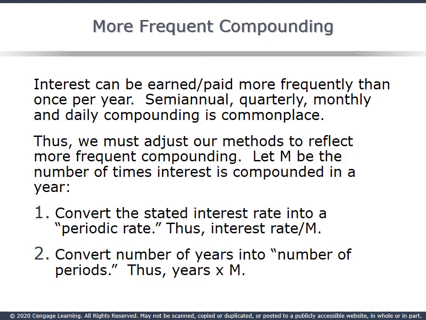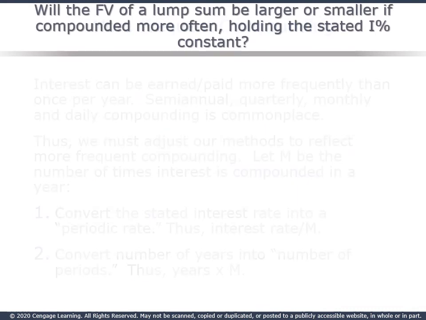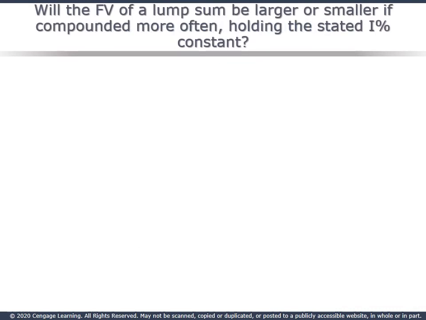Previously, n was the number of years. Now we have to start thinking about the total number of compounding periods. So we're going to take from our problems the number of years and then multiply it times m. That product, years times m, is what we enter into our calculators when we have problems that have more frequent compounding. So before we look at a problem, let me pose this question to you.